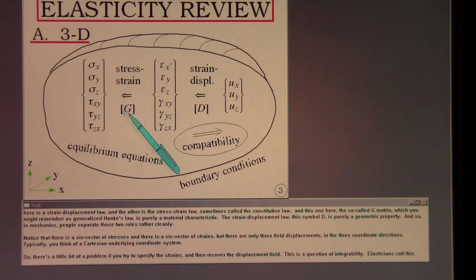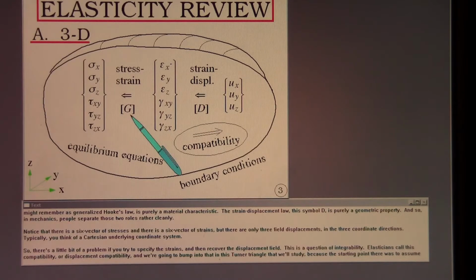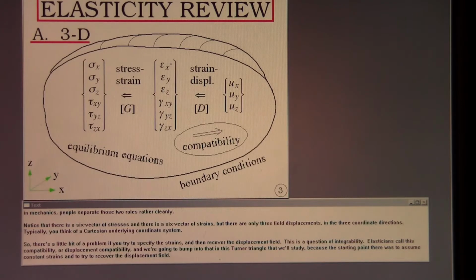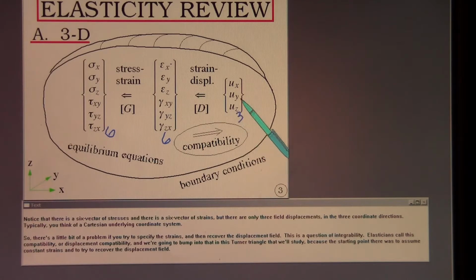And this one here, the so-called G matrix, which you might remember as generalized Hooke's law, is purely a material characteristic. The strain displacement law with symbol D is purely a geometric property. And so in mechanics, people separate those two roles rather cleanly. Notice that there's a 6 vector of stresses and a 6 vector of strains, but there are only 3 field displacements in the 3 coordinate directions. Typically you think of a Cartesian underlying coordinate system.